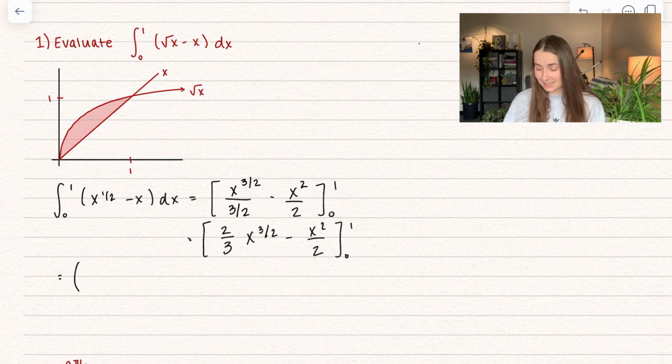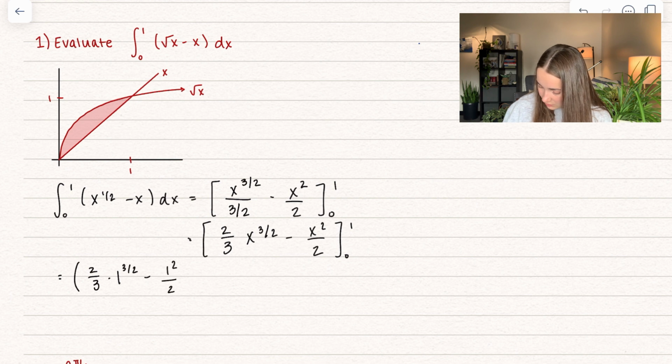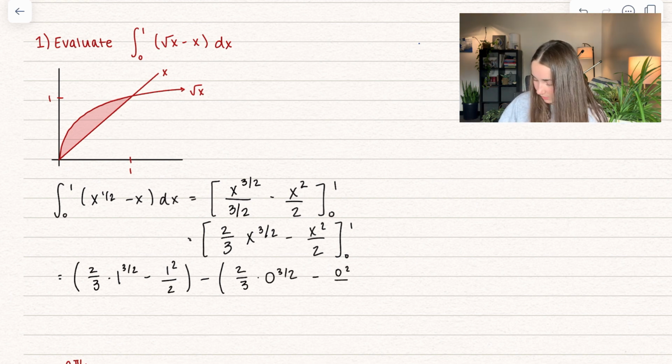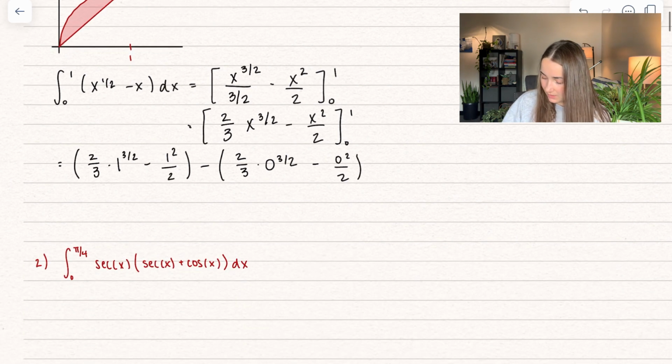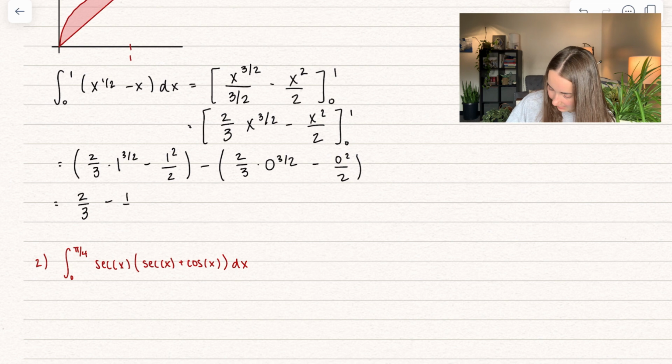Okay, let's go ahead and plug in the upper value. So when I plug in 1, I get 2/3 times 1 to the 3/2 minus 1 squared divided by 2. And now I'm going to plug in my lower value. So here I get 2/3 times 0 to the 3/2 minus 0 squared divided by 2. So now when I multiply that out, I get 2/3 minus 1/2, and then this whole thing goes to 0.